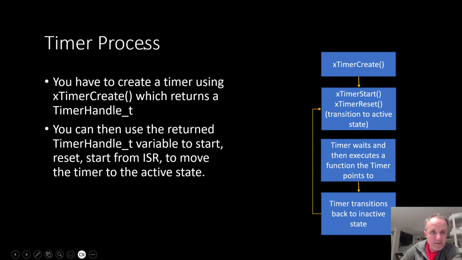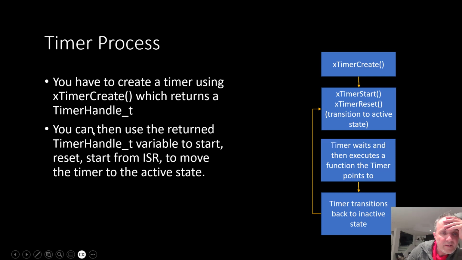And here's the basic process in a flowchart. xTimerCreate, so we get the timer handle. xTimerStart takes the timer handle, or you can do xTimerReset. I'm missing an arrow here, but once it starts, it goes into timer waits, and then executes the function. And then once it's executed the function, it transitions back to the inactive state.